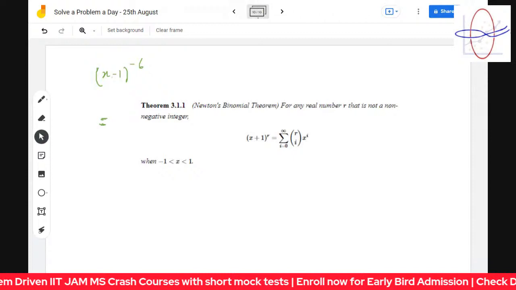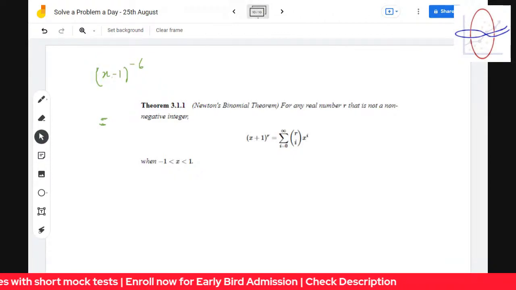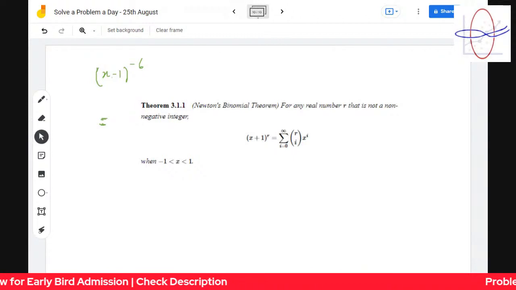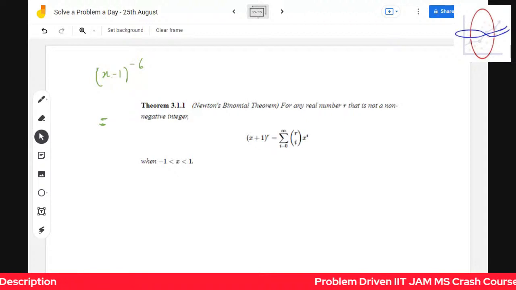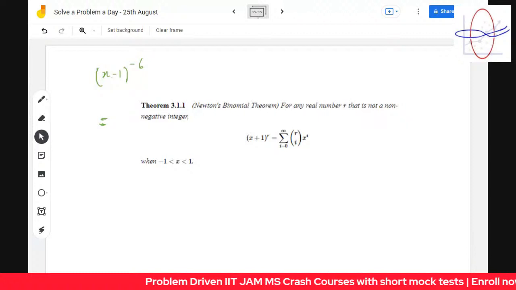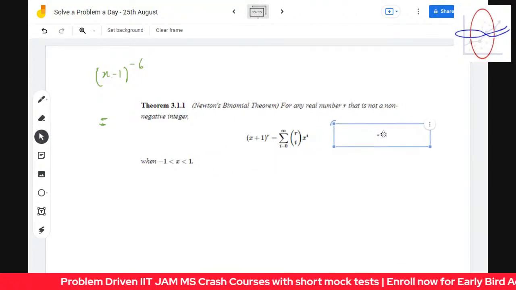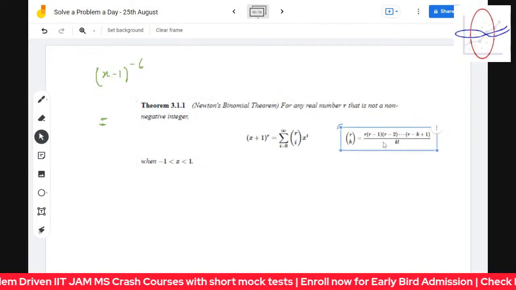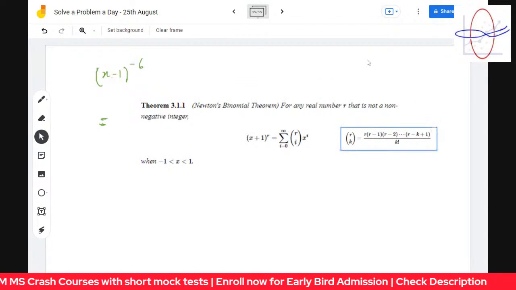So what is R choose I? R choose I is the following. It's defined like this. There's no factorial over there. R is a real number. Okay, so R choose I is defined like this. It's a very special case.